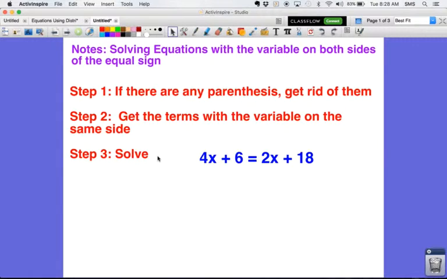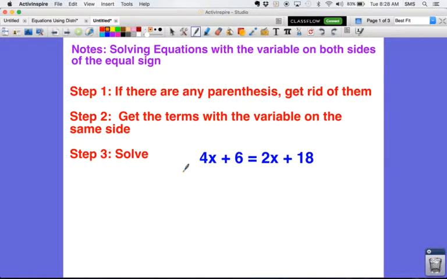Solving equations with the variable on both sides of the equal sign. So here are the steps. The first thing we almost always want to do when solving equations is get rid of the parentheses if they're there. For this particular equation, I'm going to look to see, are there any parentheses that I can use the distributive property on to get rid of? And there's not, so I can forget about step one. Step two is I want to get the terms with the variable on the same side. Okay, and then I can solve from there.